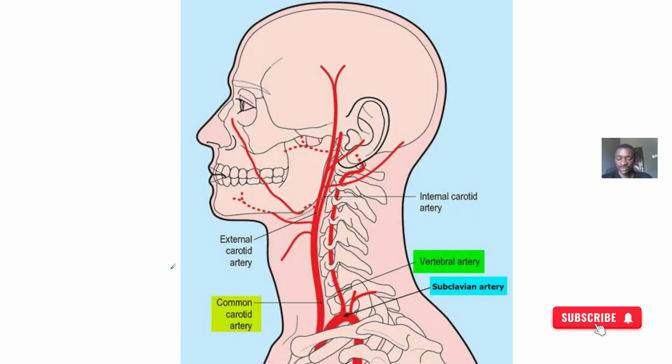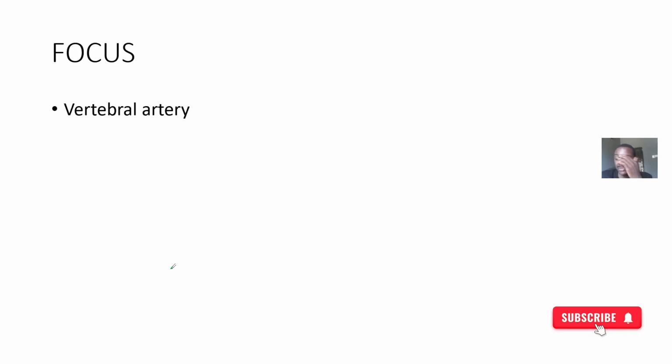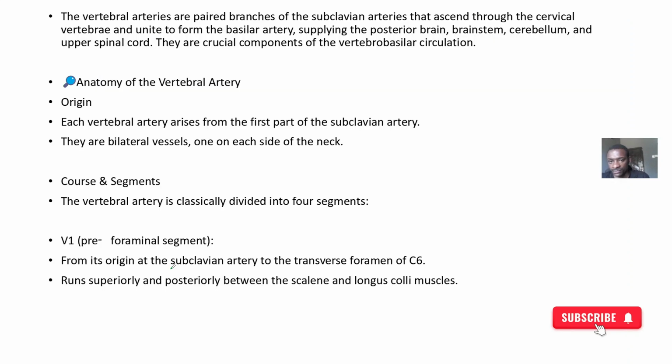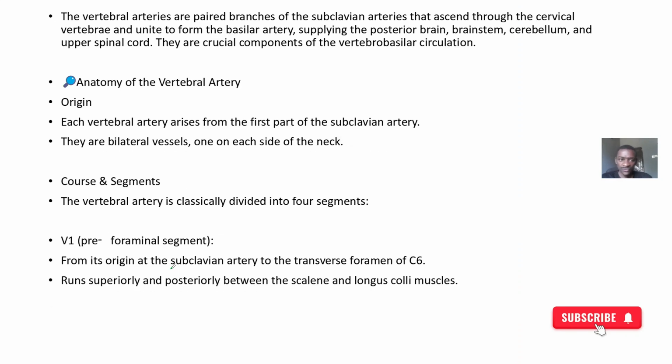Now we'll move to the next artery, a very important artery of the upper limb going towards the neck. So this is the vertebral artery. Okay, vertebral artery. Vertebral artery. So for the vertebral arteries, they're actually paired arteries, right?